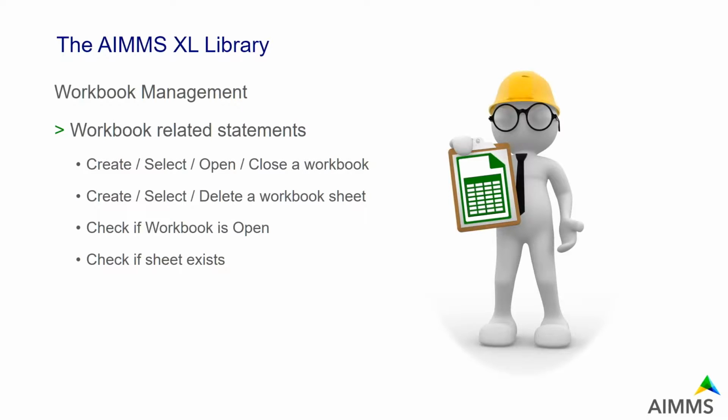If we take a closer look at each of the sections and just go through them one by one. The first one is the Workbook Management. The Workbook Management section gives us statements to work with the Excel workbook and the Excel sheets of the file. So we can create, select, open and close the workbook. Similar with the workbook sheet, so we can create a sheet, select the sheet and delete one. We can also check if the workbook is open and check if any particular sheet exists in the workbook we're working with. The arguments for each of these statements are either the workbook we want to work with or the sheet that we want to work with.